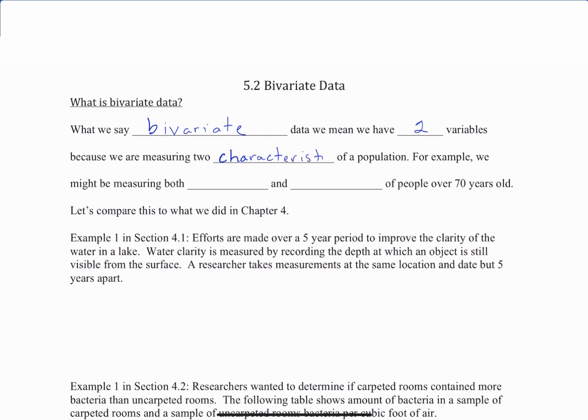characteristics of a population. For example, we might be measuring both height and weight of people over 70 years old. So height and weight are two characteristics, and we would have one variable for height and a second variable for weight. Let's compare this to what we did in Chapter 4, because people confuse these things oftentimes.